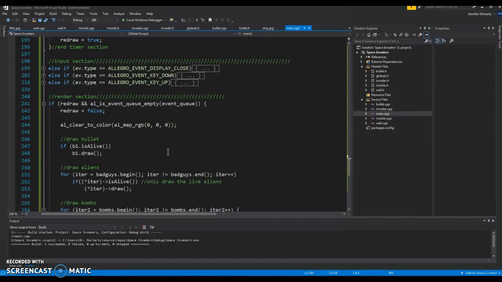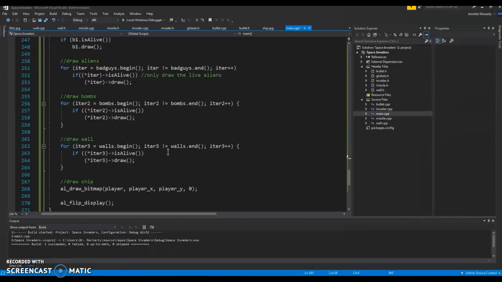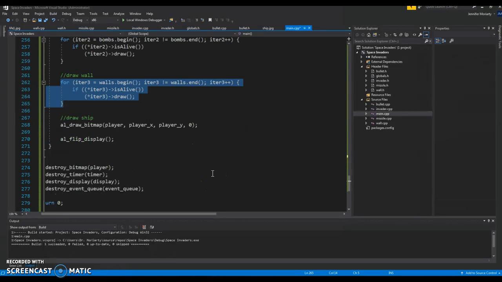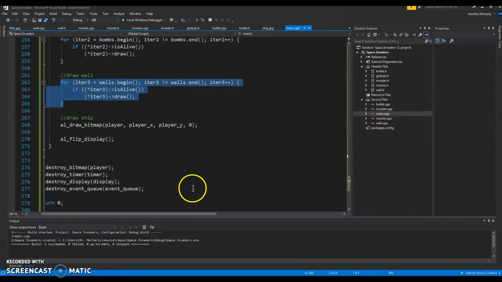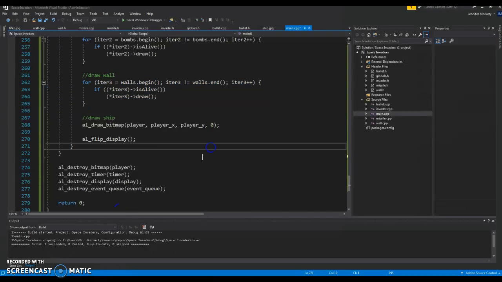Okay. All right. So, drawing shouldn't be anything new here. It's kind of the same thing, just like the bombs. We're only drawing if they're alive. And it should be ready to go.